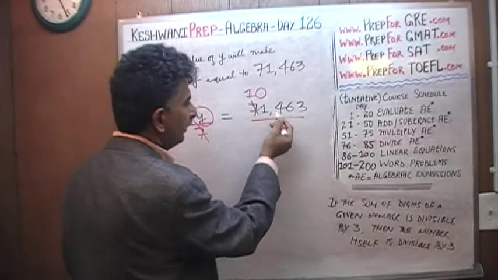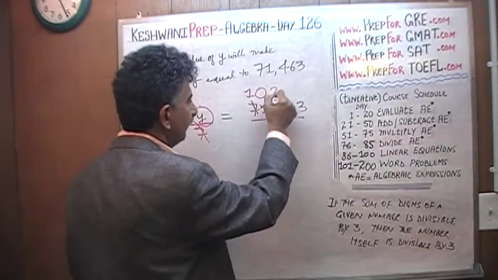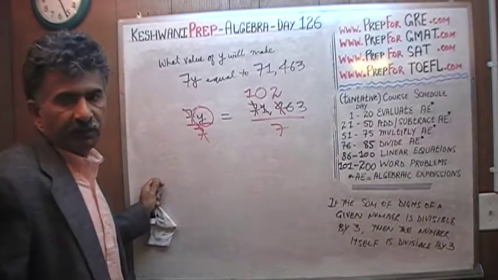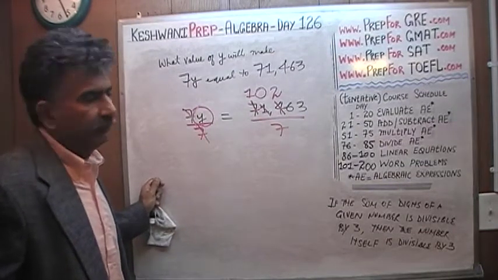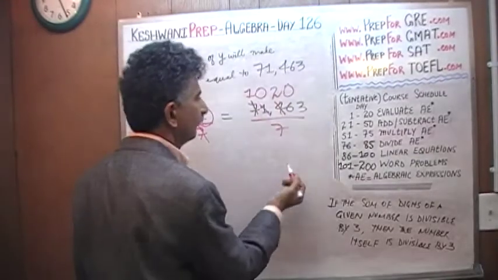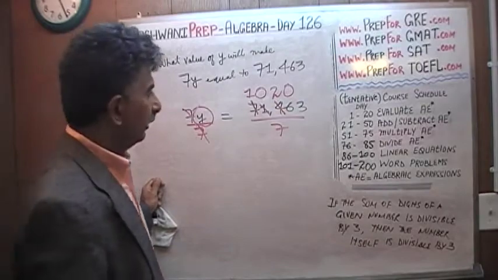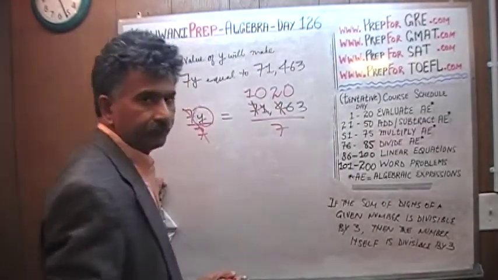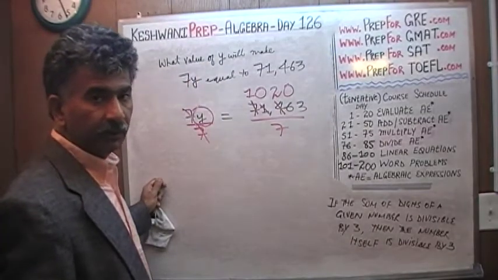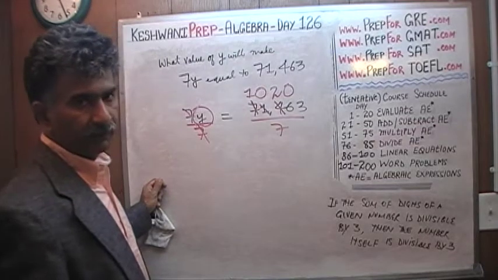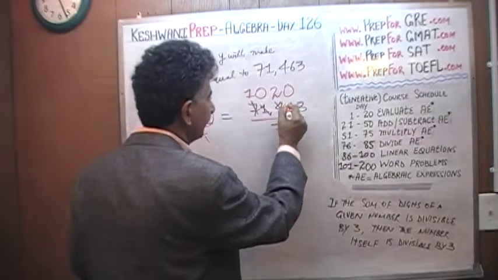How many 7's in a 14? 14 has 2 7's. How many 7's in a 6? 6 doesn't have any 7, it's smaller than 7. It has 0 7's. This 6 goes and joins this guy, becomes 63. How many 7's in a 63? There are 9 of them, because I know that there are 10 7's in 70, and if you take away 1 7 from 70, we get 63. So there are 9 of them.